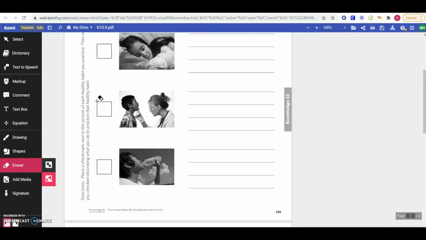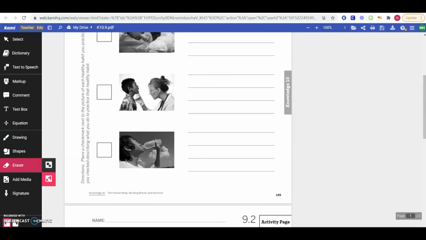Next one, we have a picture of someone visiting a doctor. It is important to have regular checkups with your doctor so they can tell you how to keep yourself healthy. If you do a good job of meeting regularly with doctors for checkups, put a check mark on that one. And again, write one sentence telling me how you maintain that healthy habit.